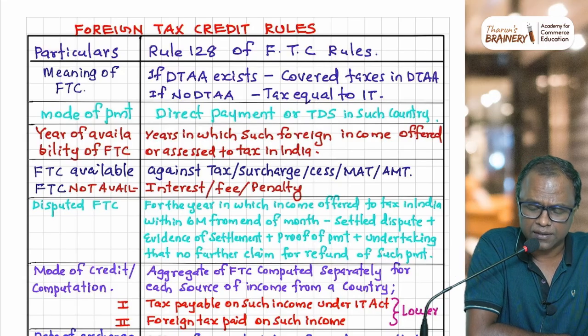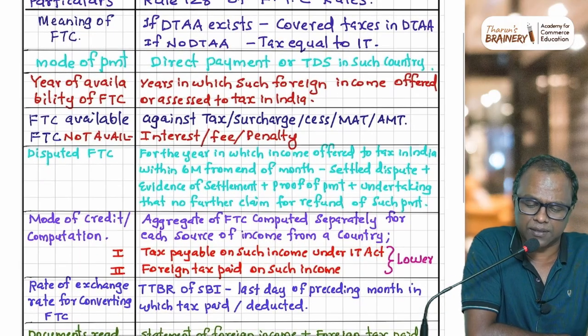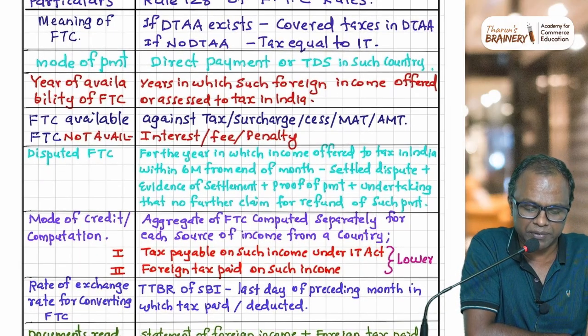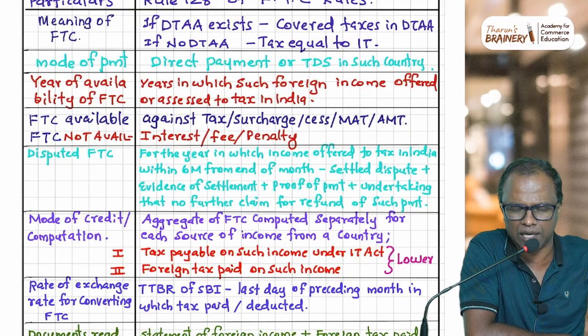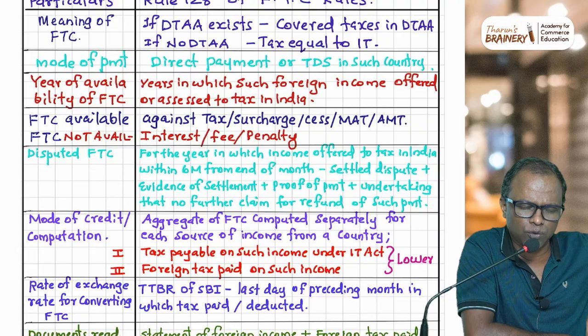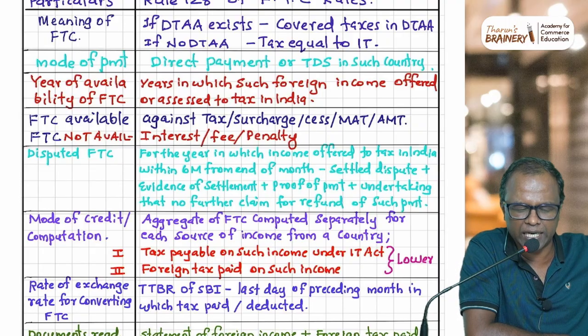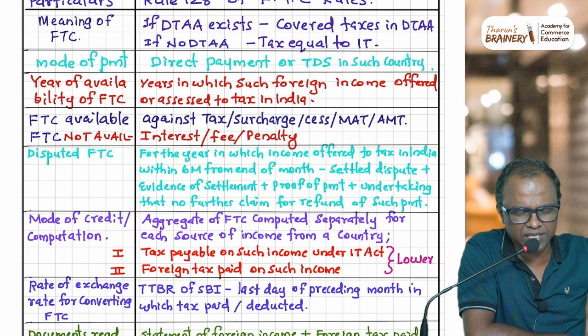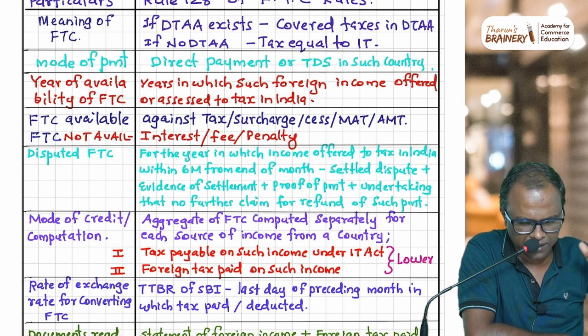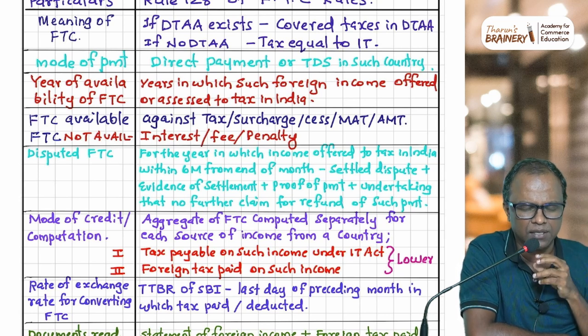If there is no DTA, tax equal to income tax is eligible. So the tax in the foreign country, whether you pay by direct payment or TDS in that country, both will be accepted. And when will the foreign tax credit be available in India, in which year will the tax paid in the foreign country be allowed as credit in India? You are paying a foreign tax on a particular foreign income. When that foreign income is chargeable to tax in India, in that year in which the income is offered to tax in India, only in that year can you claim a credit in India.